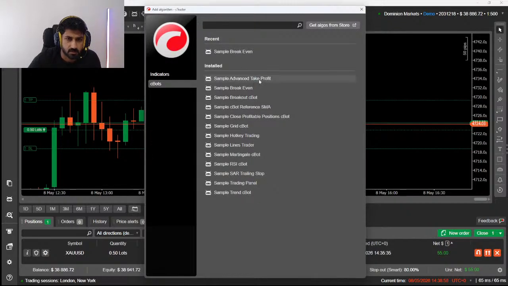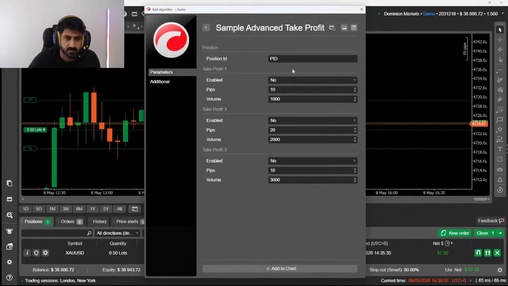Let's see. Advanced take profit. Position ID, pips. What's 100? 1,000? 2,000? Hmm.